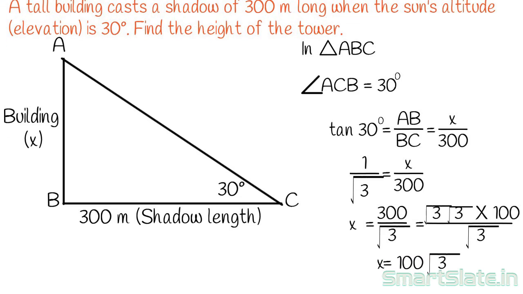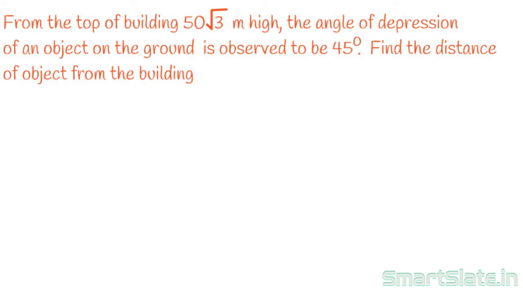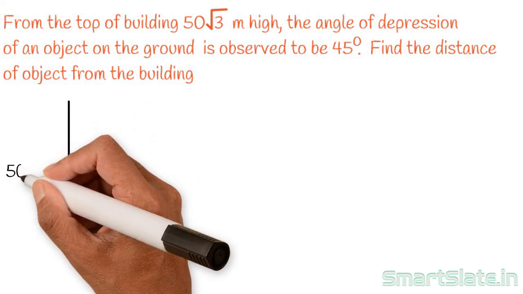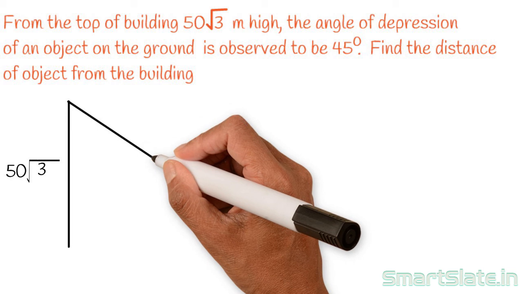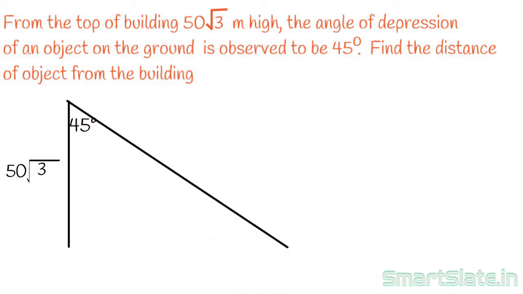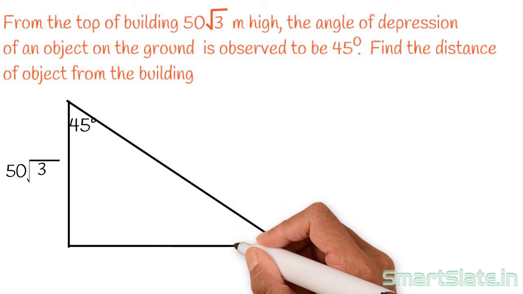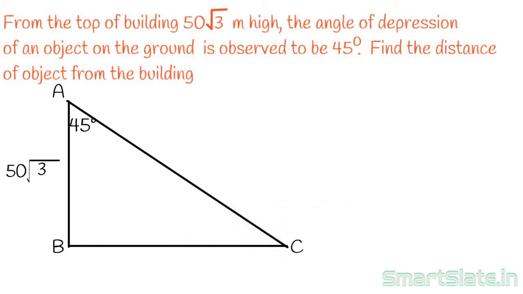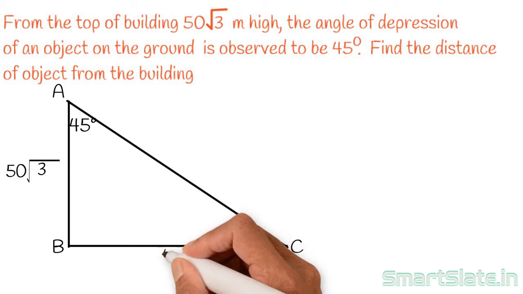Let's solve another problem. From the top of a building, 50 into square root of 3 meters high, the angle of depression of an object on the ground is observed to be 45 degrees. Find the distance of the object from the building. This is the building of length 50 into square root of 3. The angle of depression is 45 degrees. We are supposed to find the distance of the object from the building. The object is at C. Hence, we have to find the length of BC. BC is the distance between the object and building. Let's call this distance x.